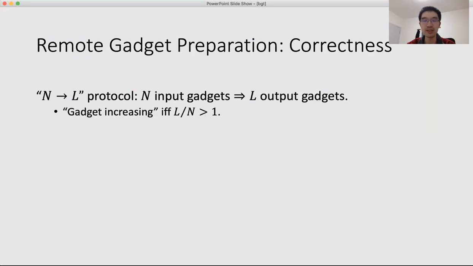So let's formalize the remote gadget preparation. The query is relatively easier. We say a protocol is an N-to-L protocol if it transforms N input gadgets to L output gadgets in the oracle setting. And we want it to be gadget increasing, which means L over N is bigger than 1.